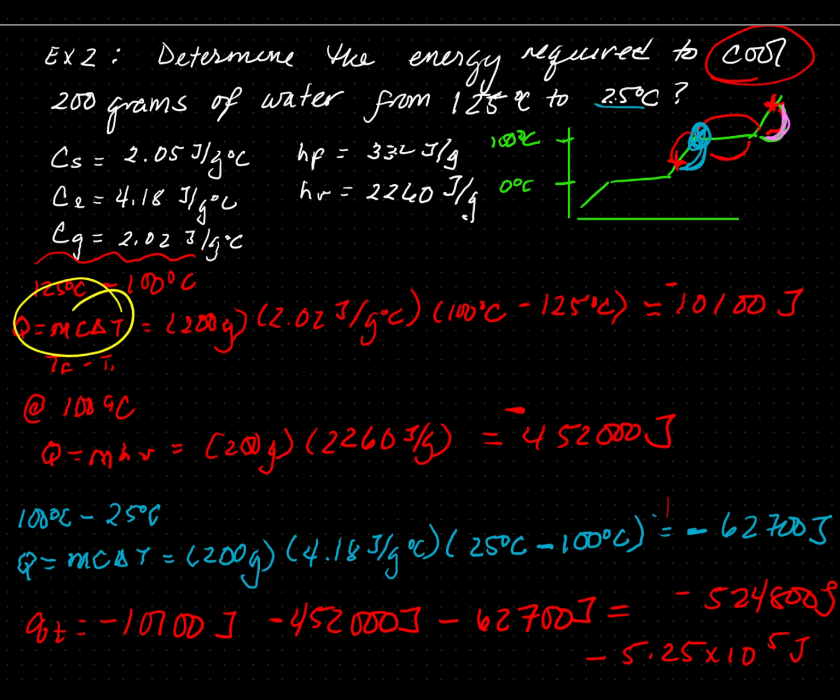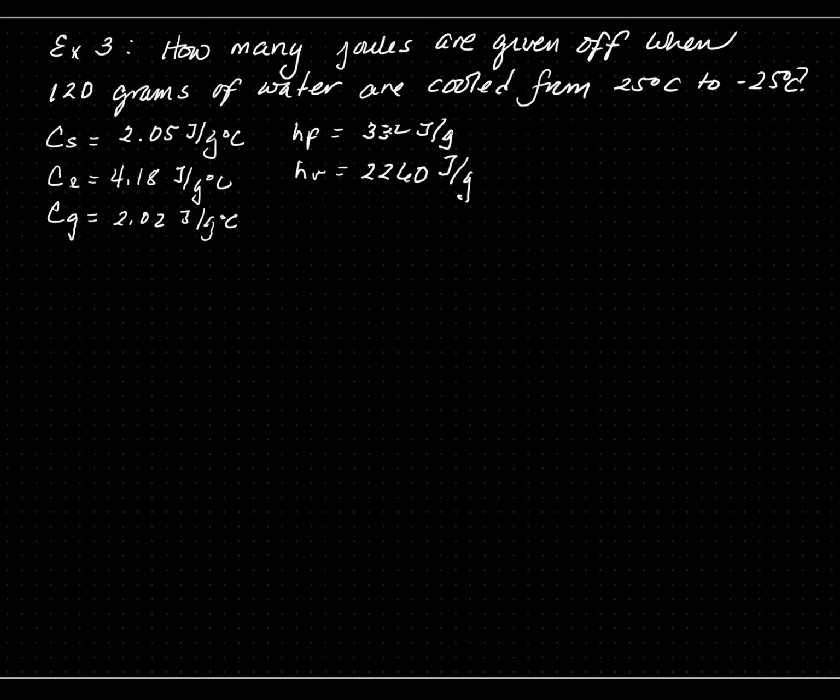These equations will always come out negative if you do your temperatures correctly, final minus initial. However, MHV, MHF does not always come out negative. Therefore, you must remember to put this negative sign if it is an exothermic reaction. So in this problem 2, it says how many joules are given off when 120 grams of water are cooled from 25 to negative 25 degrees Celsius.